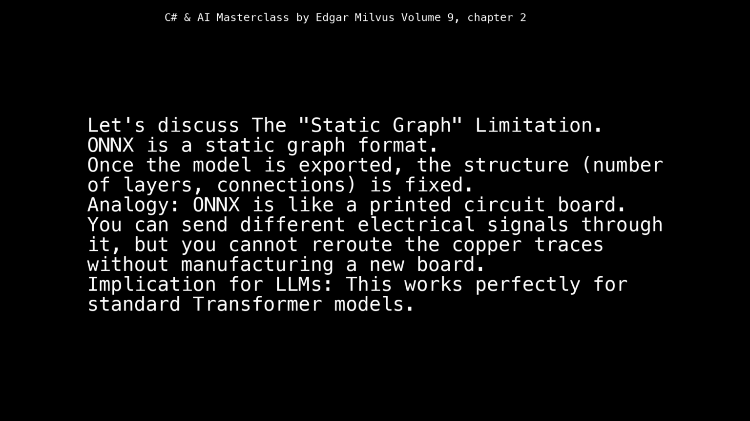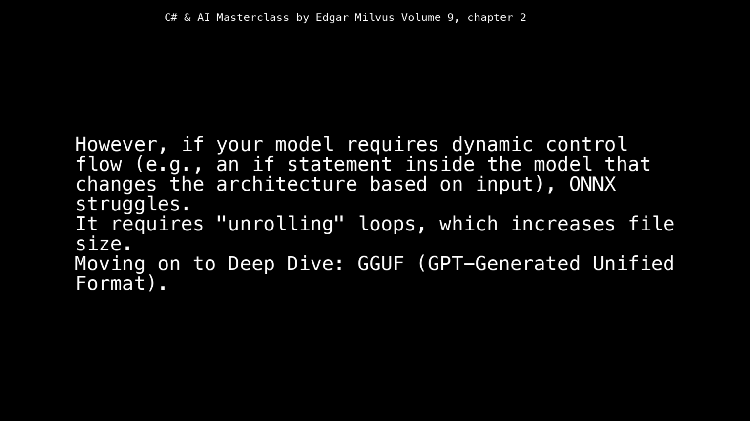ONNX is a static graph format. Once the model is exported, the structure, number of layers, connections, is fixed. Analogy: ONNX is like a printed circuit board. You can send different electrical signals through it, but you cannot reroute the copper traces without manufacturing a new board. Implication for LLMs: this works perfectly for standard transformer models. However, if your model requires dynamic control flow, e.g., an if statement inside the model that changes the architecture based on input, ONNX struggles. It requires unrolling loops, which increases file size.